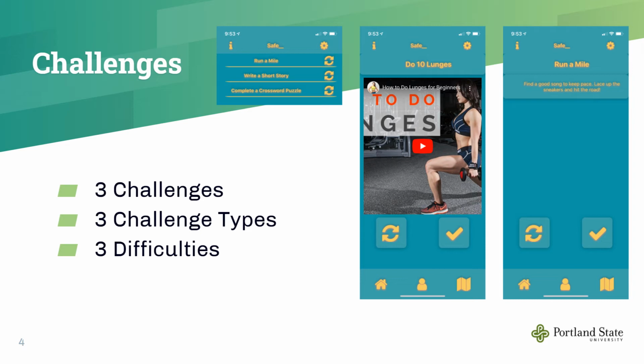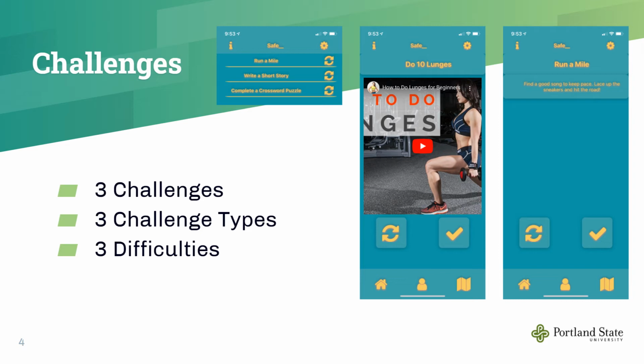Within each challenge type, there are 3 difficulties: easy, medium, and hard. An easy physical challenge might be doing 10 push-ups, where a hard one would be to do 50. An easy mental challenge would involve reading the first chapter of a book, where a hard one would be to finish the whole book. And an easy social challenge would have you text a friend, where a hard one might be to call your parents and have a conversation.